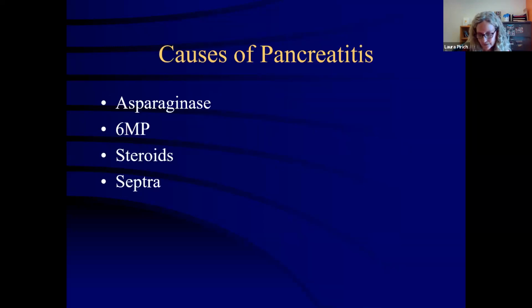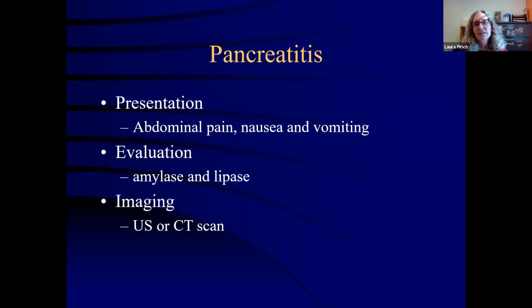What about presentation? The presentation for chemotherapy-induced pancreatitis is the same as viral-induced pancreatitis. Patients will have abdominal pain, nausea, and vomiting. It tends to be pretty severe, and it tends to be centrally located in the abdomen. So if someone is having abdominal pain more centrally located versus that right lower quadrant pain, that might help you in your differential between pancreatitis and typhlitis.